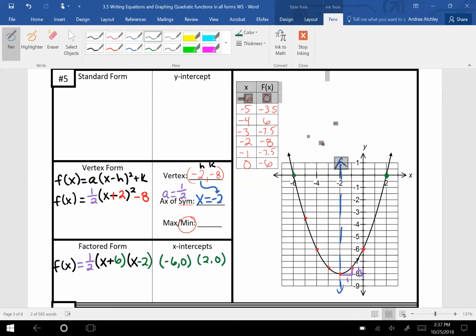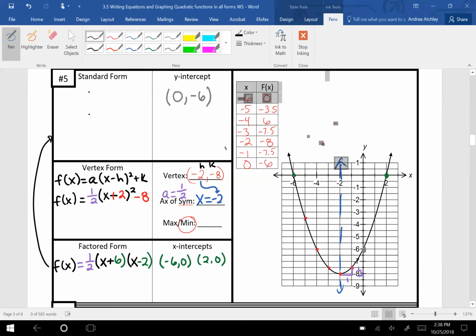I can find the y-intercept because that was on my graph. It's crossing the y-axis right here at -6. So when x is 0, y is -6. And then standard form, I would just take my factored form and multiply it out.